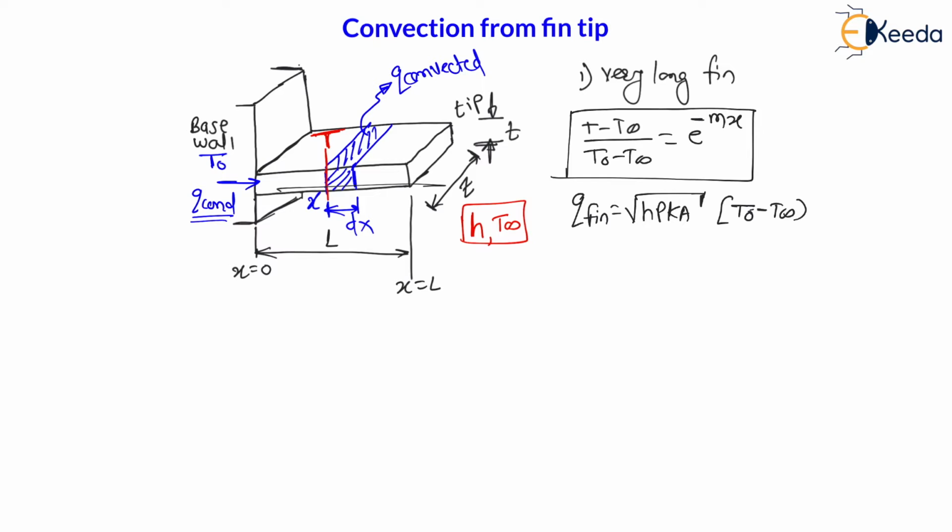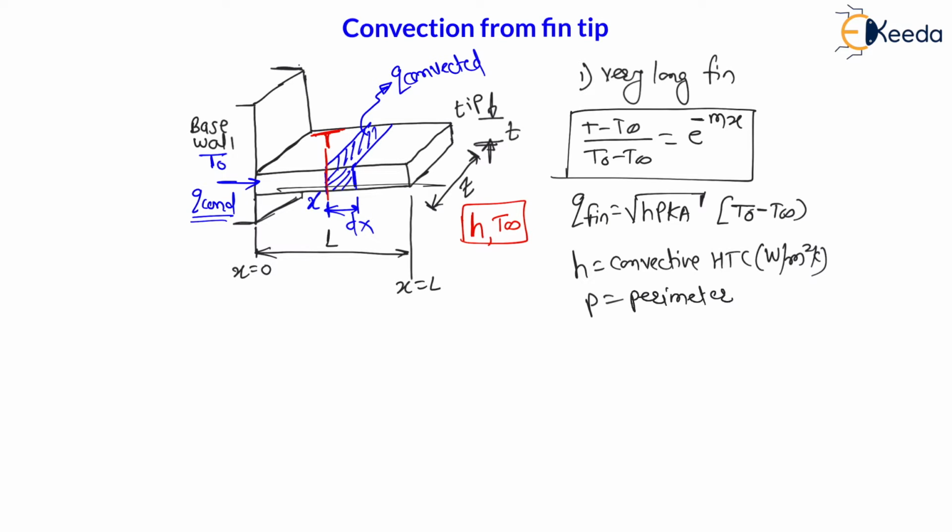Here h is the convective heat transfer coefficient, which is in watt per meter square Kelvin. P is the perimeter of the fin.